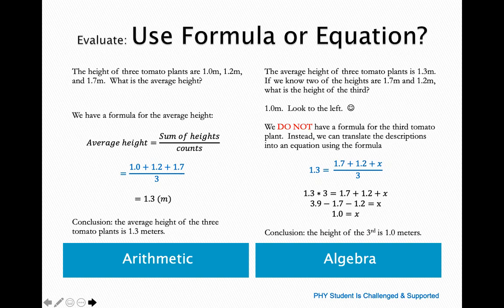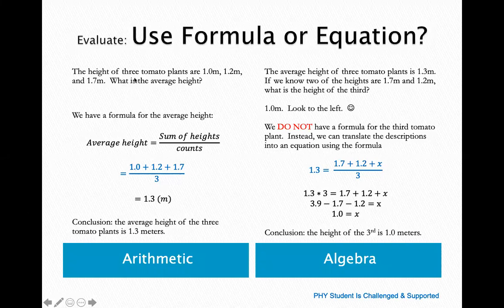When people study physics, a lot of times students will expect to use formulas. Maybe that's what you are really good at. When people are really good at something, they expect to use it more. But as a matter of fact, we need to transition from using formulas to using equations. That's algebra. So here are two examples.